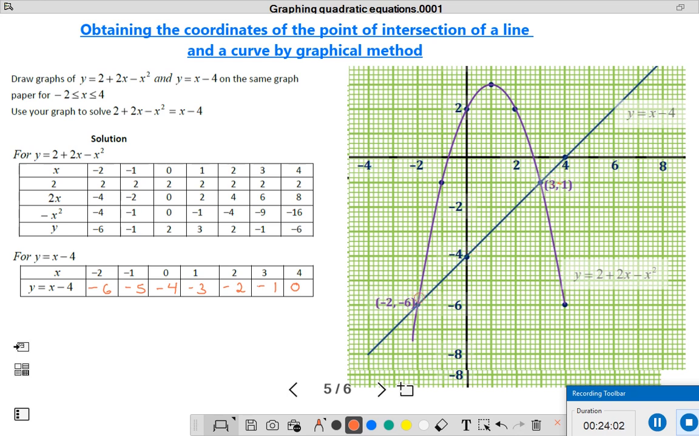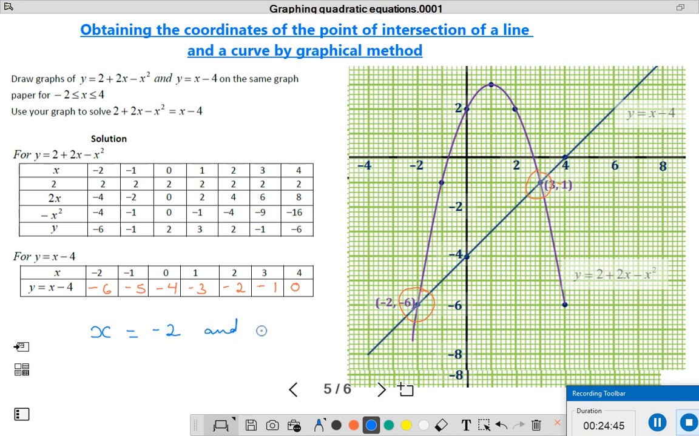Do you see that our straight line is intersecting our curve here? This is when this curve is equal to this line. That's why they're telling you to use the graph to solve 2x minus x squared equaling x minus 4. So here, the curve and the straight line are intersecting, they are equal. So the value of x here and the value of x here are the solutions. So if we want to solve, we say x is equal to, here where they meet, they meet at negative 2, negative 6, where x is negative 2.